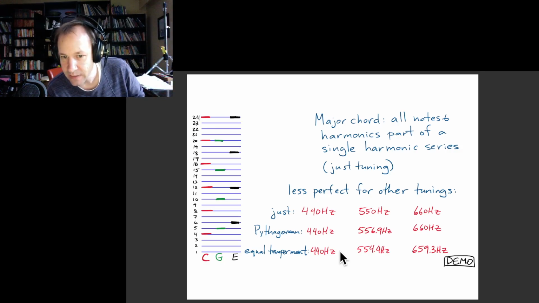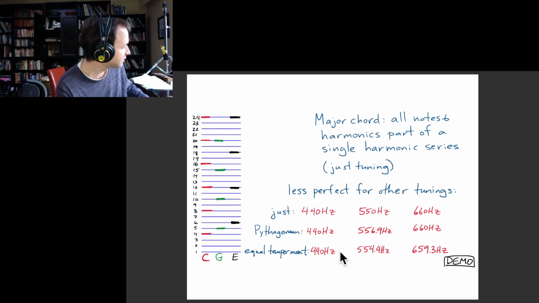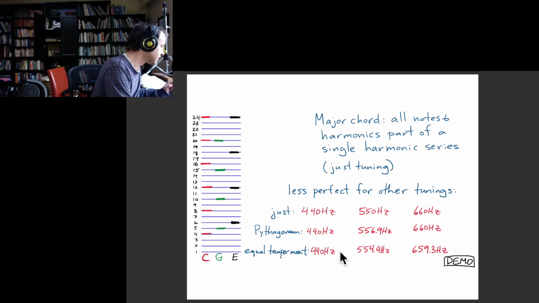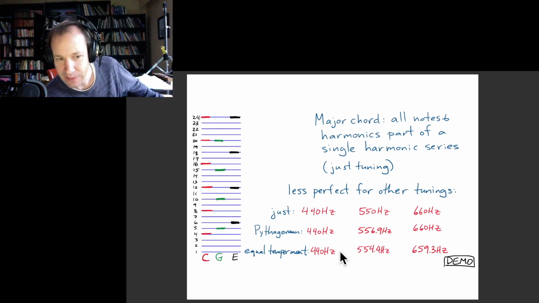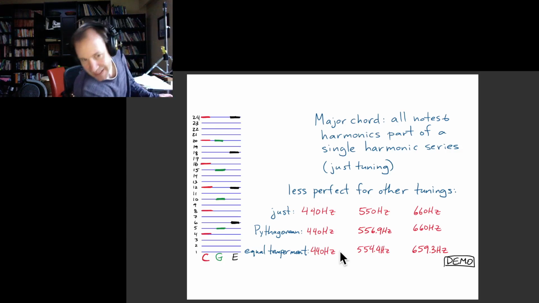Okay, and so now I'm going to switch the middle note to the equal temperament, and then I'll switch it to the just. Okay, here's just. And then back to Pythagorean. And back to equal.